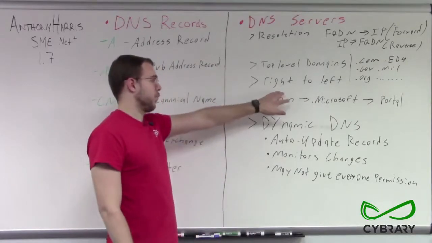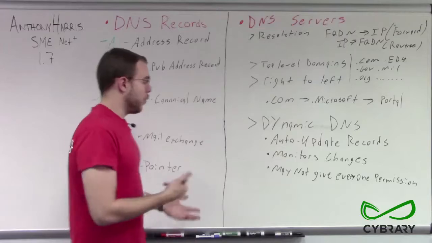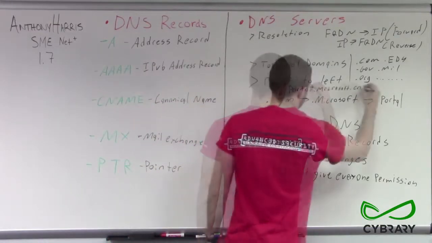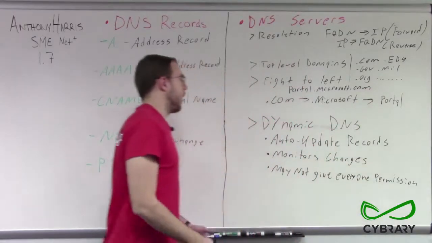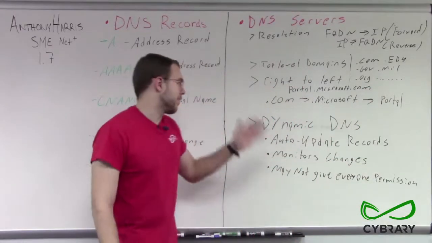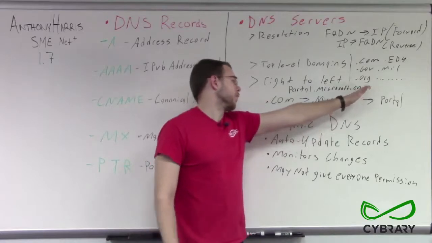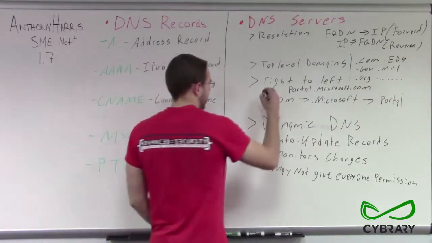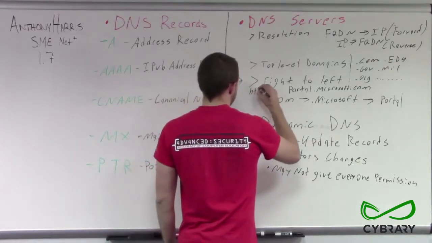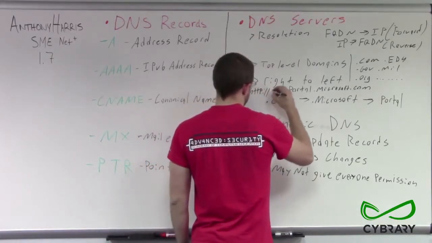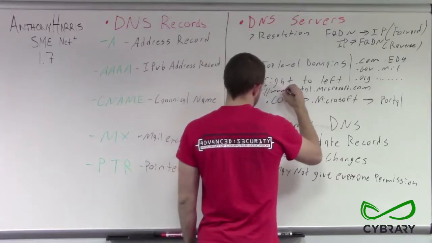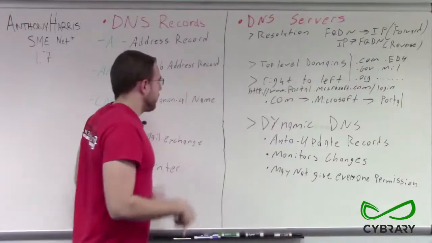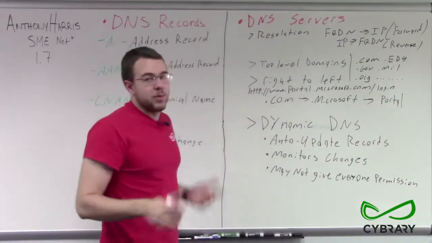And these are read right to left. So if you wanted to go to portal.microsoft.com, our DNS server doesn't read your request from left to right. It needs to start from right to left. So you may see website addresses that look like this: http://www.portal.microsoft.com/login.